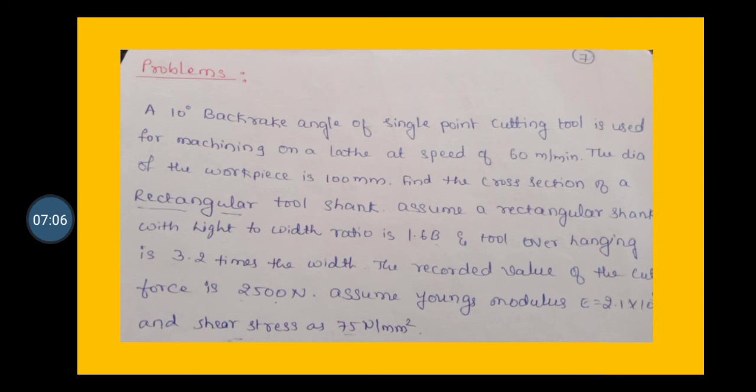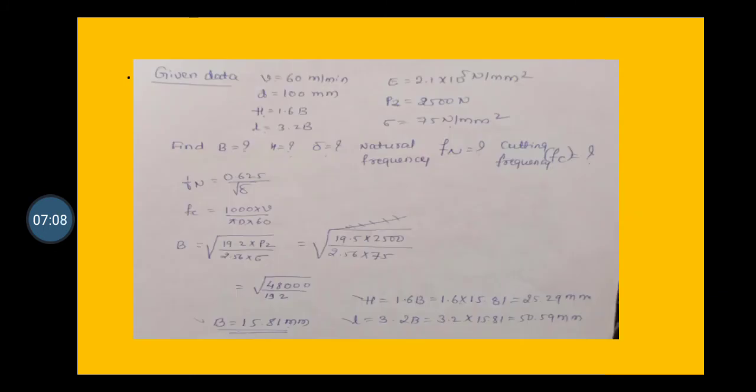Here is the first problem, and how to solve it. The given data: speed V is 60 meter per minute, diameter is 100 mm, height is 1.6 times the width, and L is 3.2 times the width. Young's modulus is 2.1 into 10 raised to 5 Newton per mm square. Force Pz is 2500 Newton, and stress is 75 Newton per mm square. You have to find the breadth, height, deflection, natural frequency and cutting frequency.